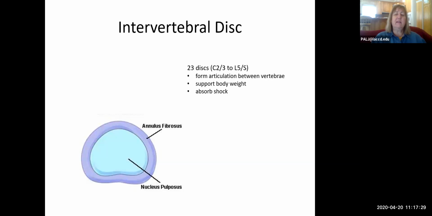When we look at it, it's not perfectly round. It's going to have the same general shape as the body does because it fits exactly on the body. It does not hang over and there is no space where it's bone on bone. You're always going to have an intervertebral disc. There are two parts of the intervertebral disc.